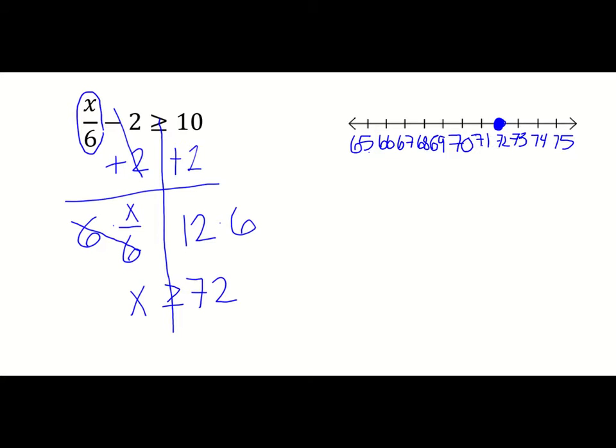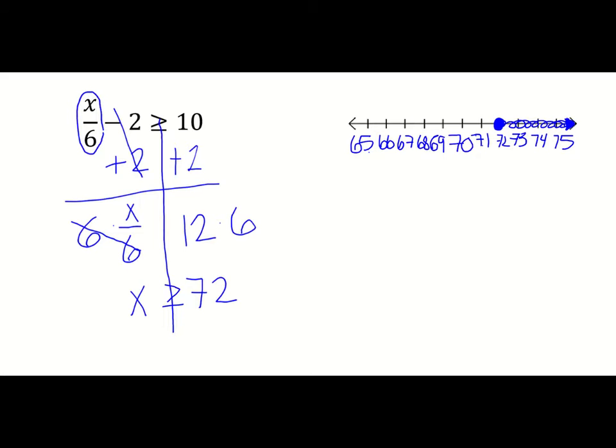And then I need to shade in the direction that it says. This says any number that's larger than 72. So if I think which one's larger than 72, 71 or 73, it's 73. So I'm going to shade towards the right arrow. And then my graph is complete.